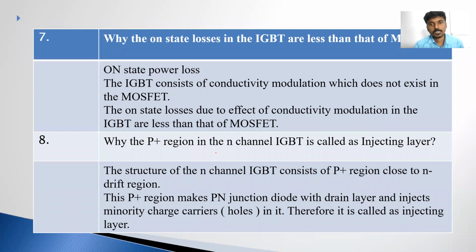Why is the P plus region in the N channel IGBT called the injecting layer? The structure of the N channel IGBT has a P plus region close to the N drift region. It makes a PN junction diode with the drain layer and injects the minority charge carriers, holes, into it. So we use this P plus region for injecting the minority carriers, that is, the holes. That is the answer.